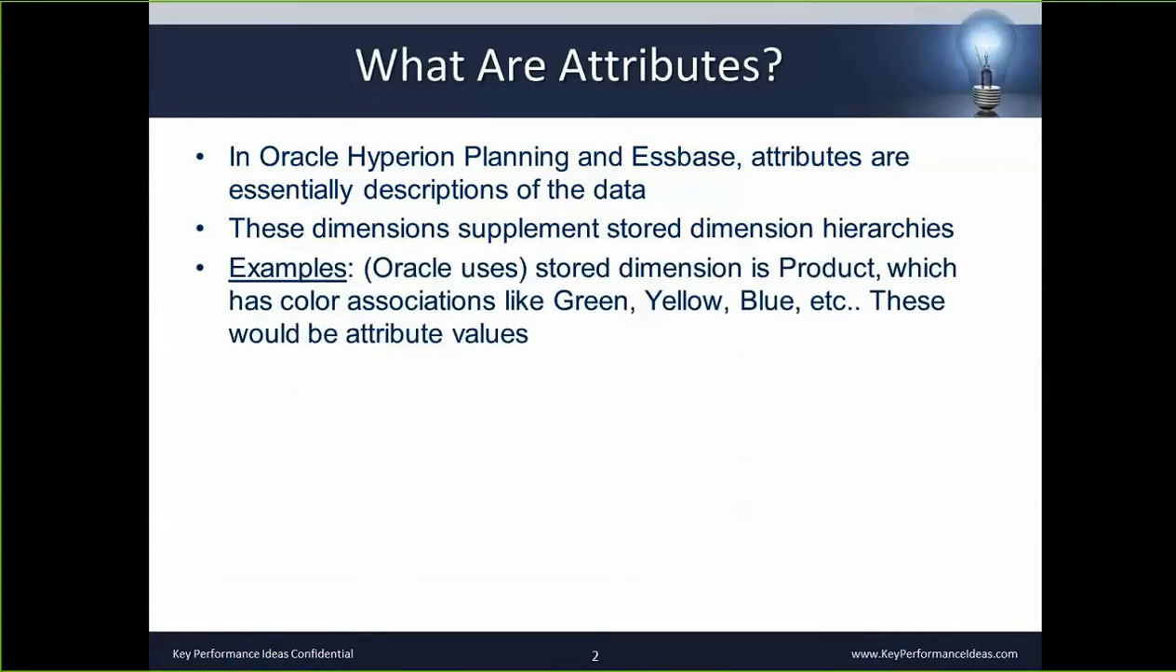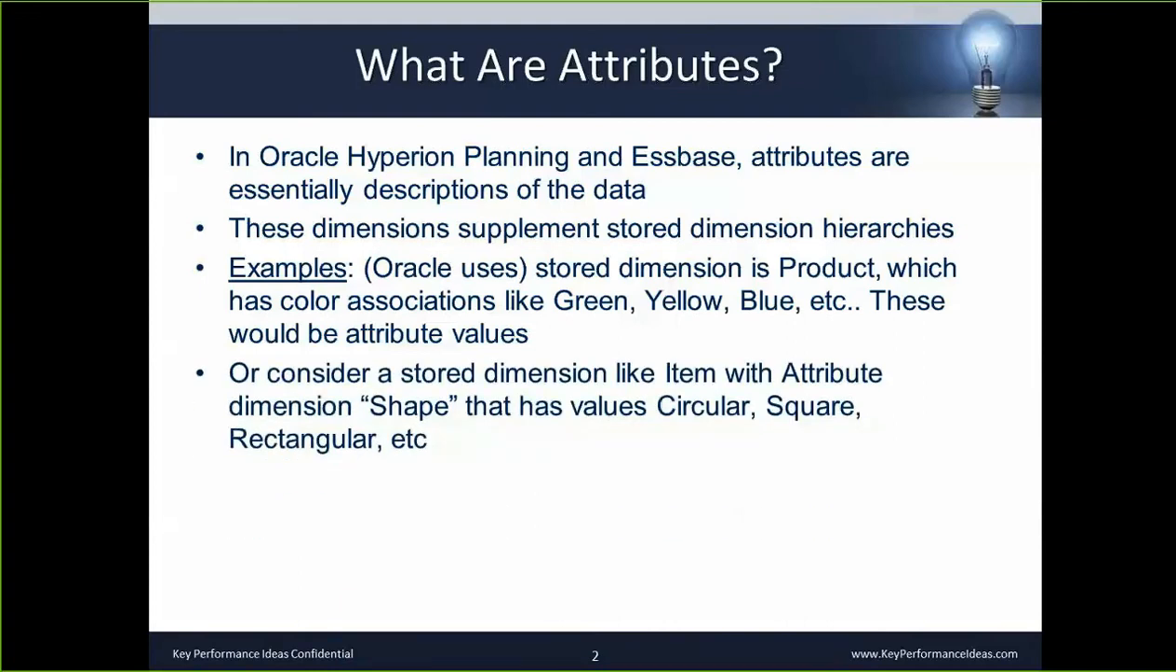Let's take a look at some of the examples. Typically, Oracle uses an example where a stored dimension is the product dimension, which has color associations like green, yellow, blue, etc. In this particular case, color would be the attribute dimension of the product stored dimension, and that color attribute dimension would have values such as green, yellow, blue, etc. Or alternatively, consider a stored dimension like the item dimension with attribute dimension shape that has values like circular, square, rectangular, etc. So you can think of these as characteristics of your metadata.